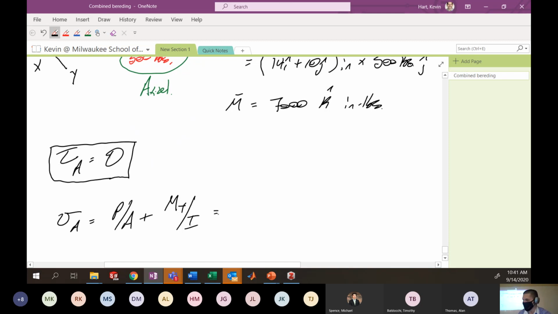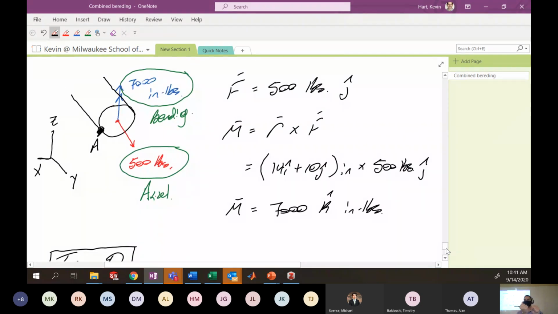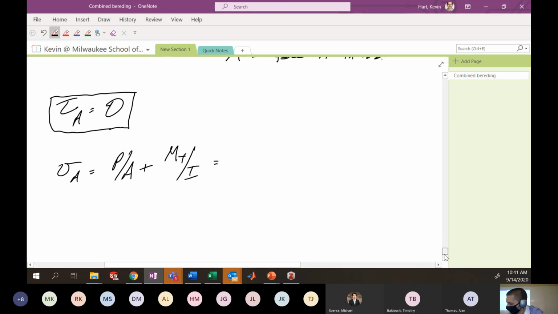My axial load here, P, is running in the positive direction. It's tending to pull this bar, so we're in tension. We'll keep this positive value here as 500 pounds over the cross-sectional area of the piece, which is pi times the radius of this piece, 0.75 inches, squared.